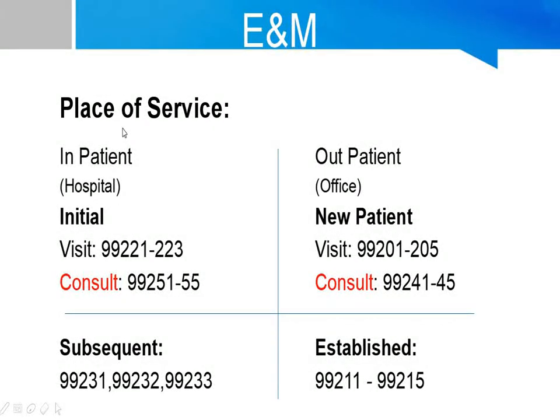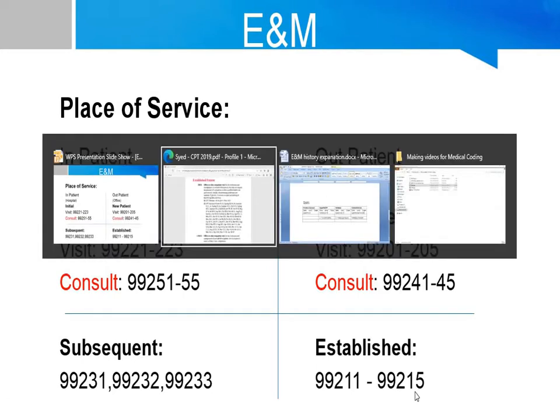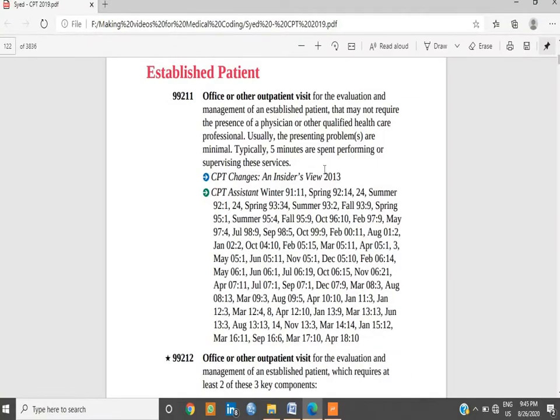Okay, I have also shown you place of service. Here codes are categorized as it is an outpatient and established one. So the code range would be 99211 till 99215. So let's go to CPT manual, and here it is 211.